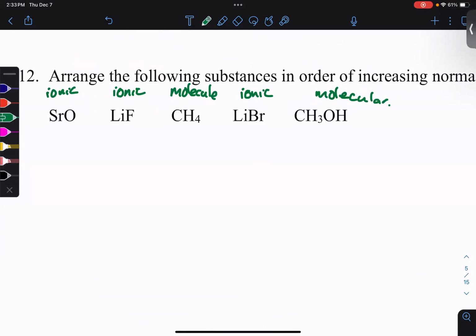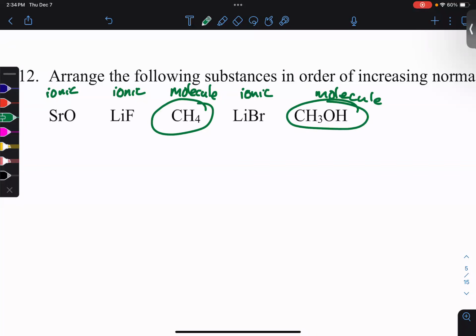Wait, there's a mixture of things here. We got ionic stuff, we got molecules. So how can we determine melting points? So we talked about solids. We talked about 4 different kinds of solids. What is it? Metallic, ionic, covalent network, molecular, right? Each of them have different properties, including melting points. So of those, which one has the lowest melting point of those 4 solids? Molecular. So we can say, oh, these 2 have the lowest melting points.